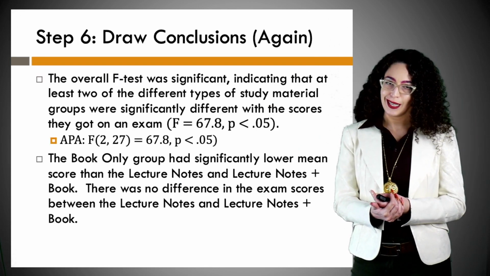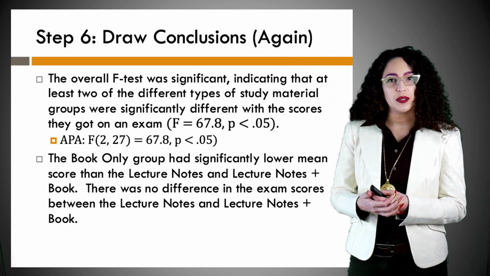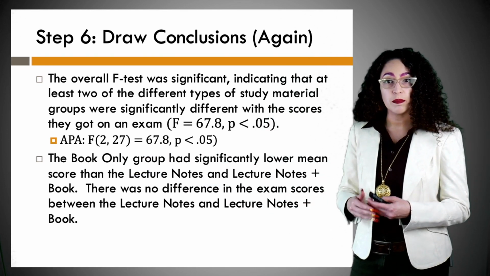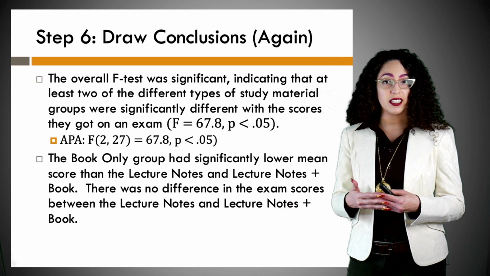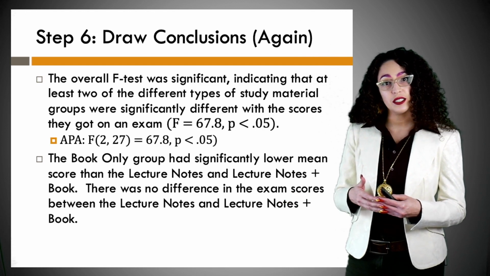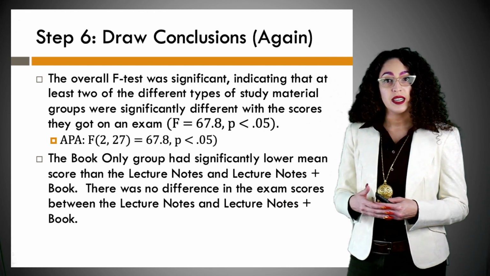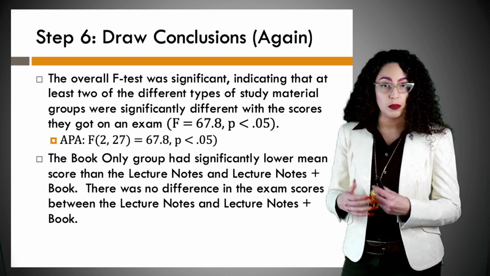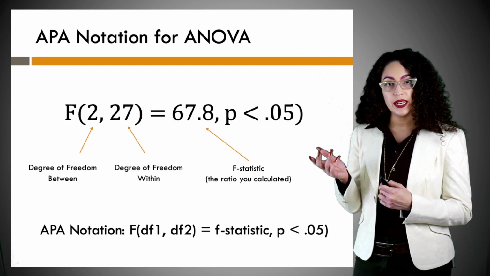Drawing conclusions, again. The overall F-test was significant. Now from the pairwise comparisons, we got this information that the book-only group had a significantly lower mean score than the lecture notes and lecture notes plus book. There was no difference in the exam scores between lecture notes versus lecture notes plus book.